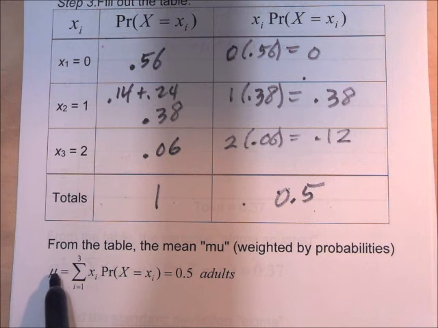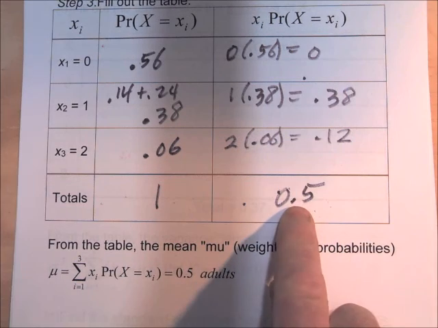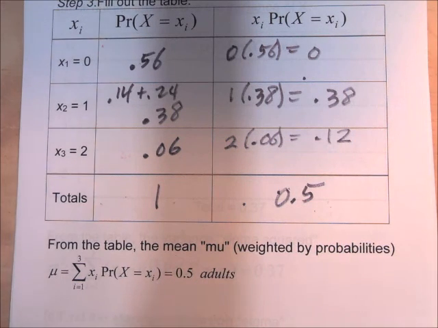It's the Greek letter mu. It looks a little bit like a U, except this has an extra tail at the beginning. That represents the mean of a random variable. It also represents the mean of a population. And it's a sum of each of these products of each value of x times its probability. So we want to multiply each value of x times its probability, add them up, and this is the column total here. It's 0.5 adults.